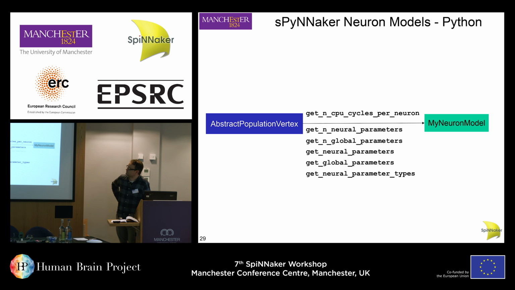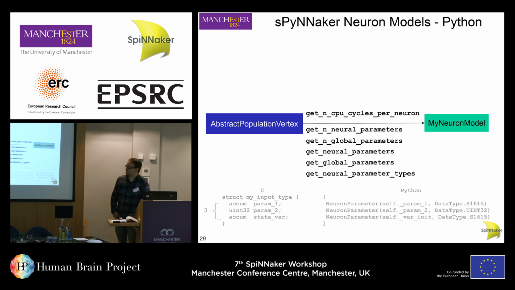In Python, there are different functions which you need to define for your neuron model. The important ones here are the get neural parameters function and the get n neural parameters function. So you need to tell it how many neural parameters you have and what those parameters are. And you need to remember that when you define them in C, you define them in a particular order. You need to define them in the same order in the Python code. And you also need to define your state variable at this point as well.